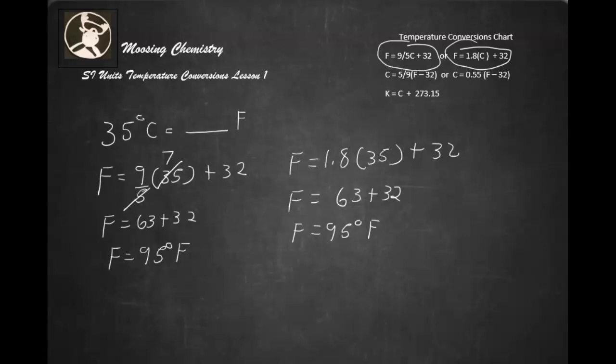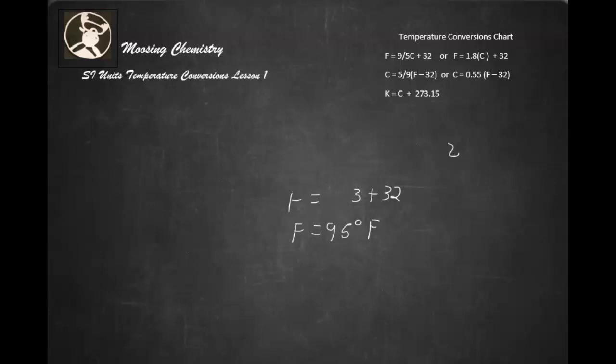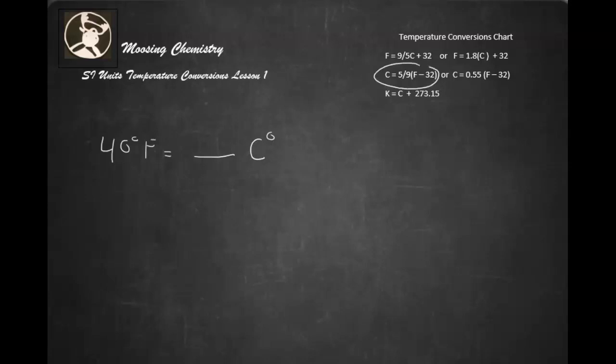Now, let's go ahead and do a Fahrenheit to Celsius. What if we had Fahrenheit and we wanted to find Celsius? Okay, it's a little bit different. Let's go ahead and do that problem. Let's pick a number. Let's say 40. Okay, so if I had 40 degrees Fahrenheit, and I want to know Celsius, how do I figure that out? So I can either use this one or this one, and I'll actually do both.